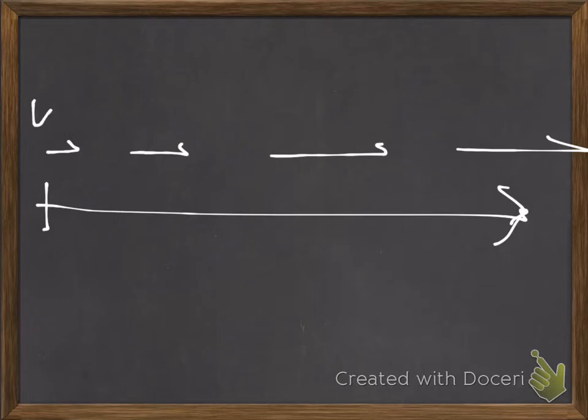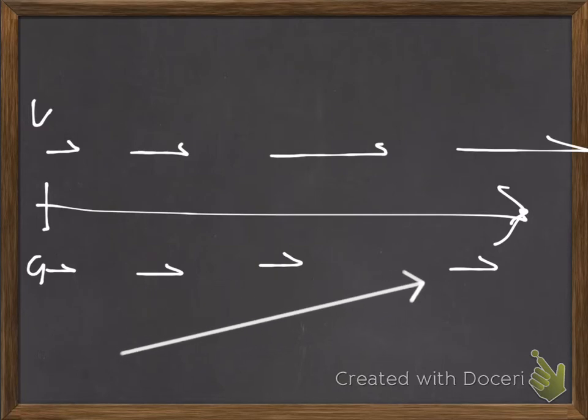Alright, so those are our velocities. Then our accelerations are all constant, but what I'm going to do here is draw them at each vector. So notice how the acceleration vectors are spread out, but they're all the same length, and that is showing that the acceleration is constant the whole time.